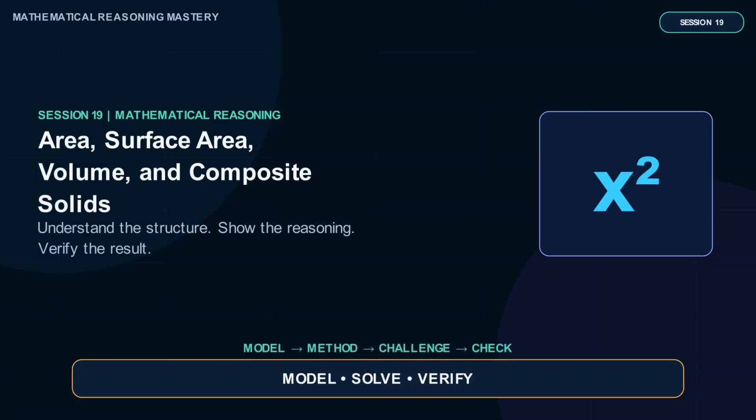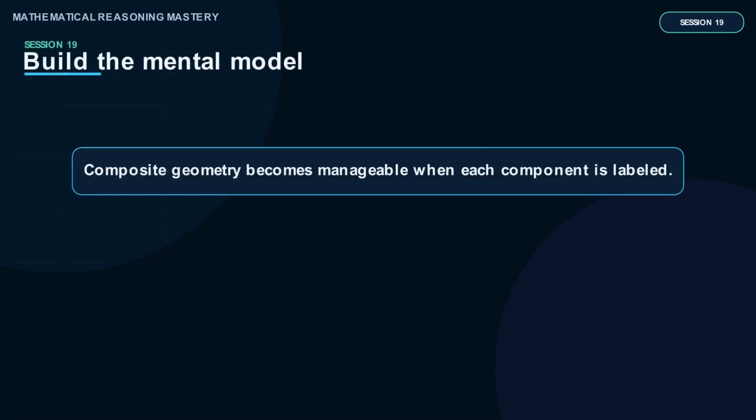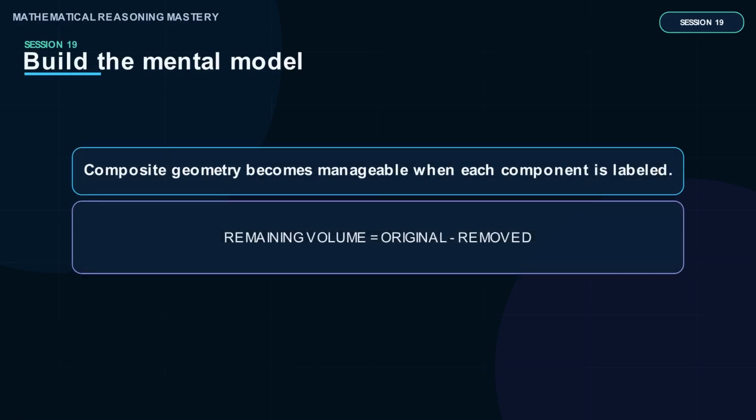Keep a pencil ready. We will build a mental model, use a repeatable method, solve a demanding example, diagnose an error, and finish with an independent checkpoint. Start with this principle. Composite geometry becomes manageable when each component is labeled. Use this visual structure. Remaining value equals original minus removed. Read every symbol and label before calculating.